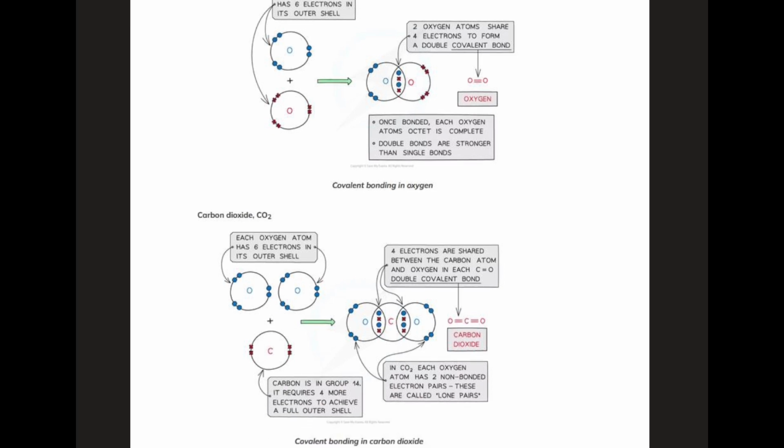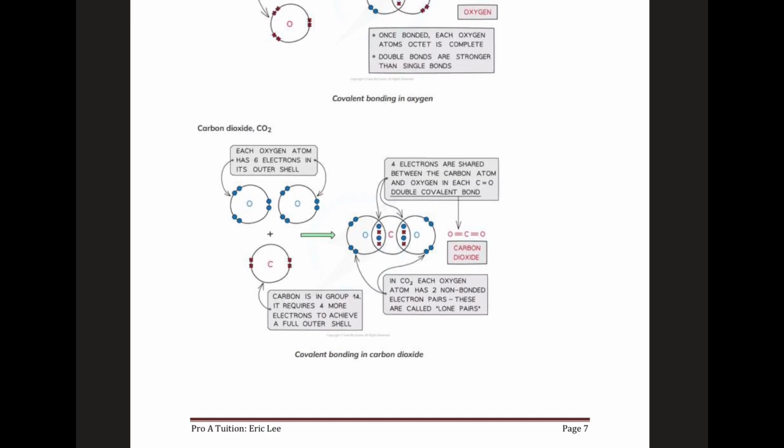Okay, now let's see carbon dioxide. Carbon dioxide, they form double bond also in this particular way. So you see carbon, right? First you think about it in this way. Carbon needs 4 electrons to achieve octet. Oxygen needs 2. This oxygen also needs 2. So if they need 2, they will form double bond. If they need 1, they will form single bond.